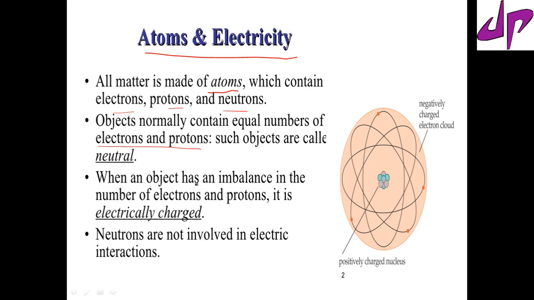When an object has an imbalance, meaning there is an excess or deficiency of electrons, it makes an electrically charged object. Since protons cannot be moved, only electrons can move. So because of the deficiency or excess presence of electrons, the object becomes an electrically charged object. And here, very important, neutrons do not possess any charge. They are electrically neutral.